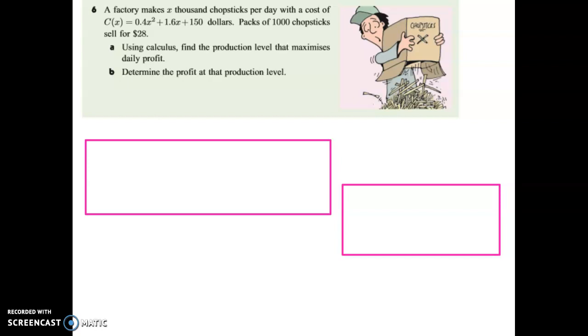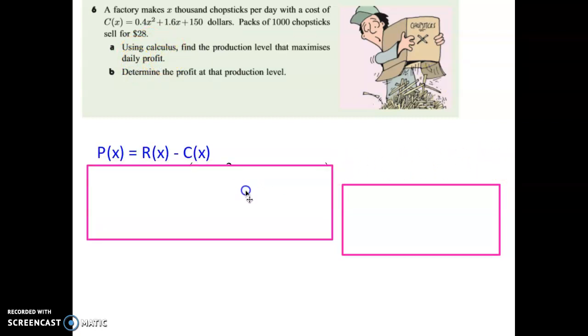Okay, so look what we have here. We have cost and we have revenue, the amount of money that you're going to bring in, but the question is asking us about profit. So you might remember from things we have done before, profit equals revenue minus cost. So the first thing we're going to have to do is create a profit equation. Now, like I said in the last slide, this is not necessarily one that you're going to want to draw a picture for. This one's not geometric in nature, but you are going to have to do that most often.